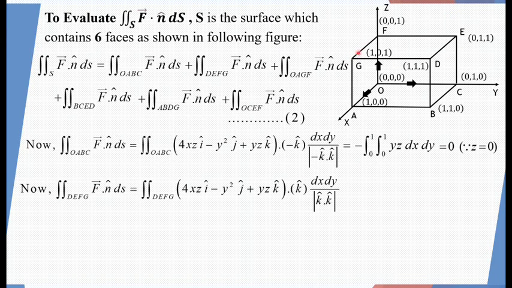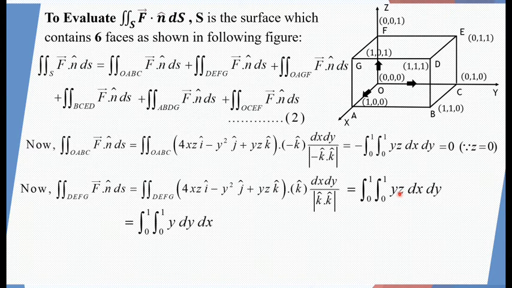DEFG is also in the xy plane but in the upward direction. So in this particular case z is equal to 1, and it is in the xy plane, so the n cap will be k cap and dS is converted into dx dy upon mod of k cap dot k cap. So it is 1, and when we take the dot product, it will be yz, and the limits are the same, 0 to 1 and 0 to 1, yz dx dy, and z is equal to 1. So it will convert into y dy dx.